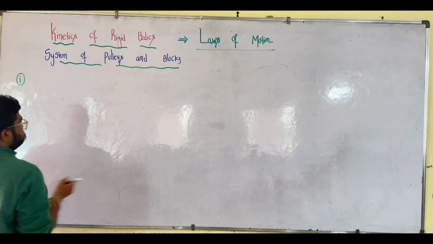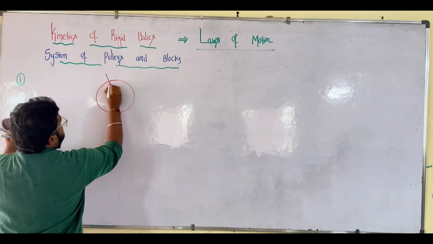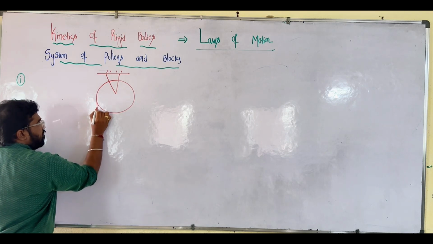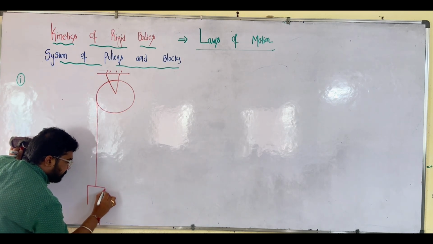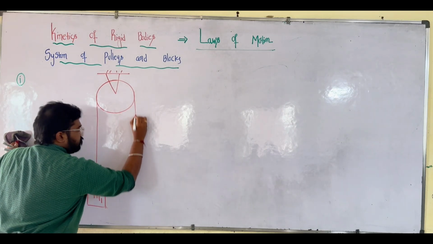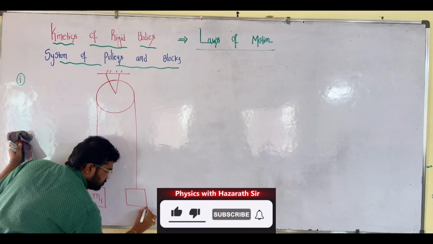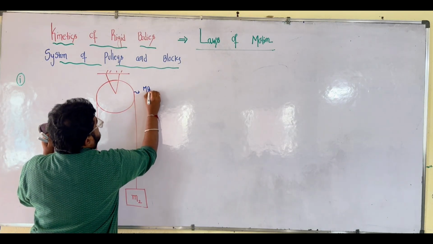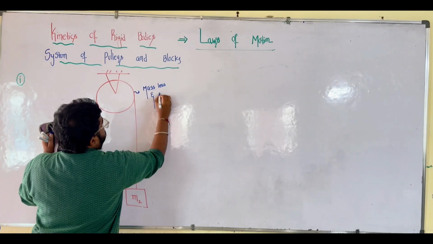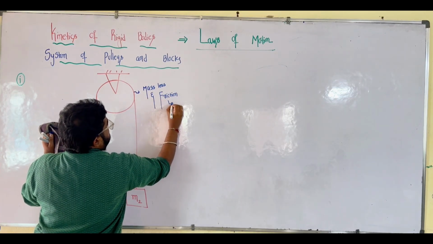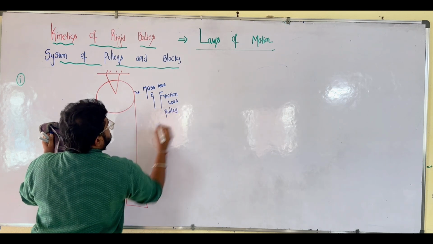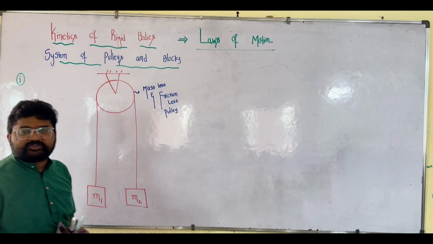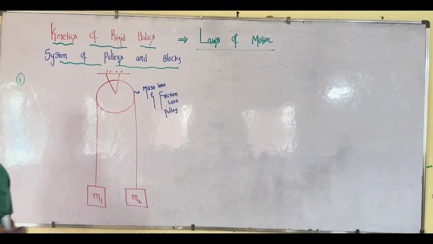Okay, focus here. It's a pulley. In school level, massless and frictionless pulley. This is M1. Here to here, this could be M2. Massless and frictionless pulley. Same string, same tension. Tension always pulls the body. First statement is what? Weight of the block always acts vertically downward.